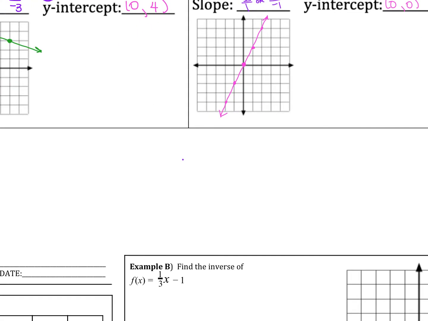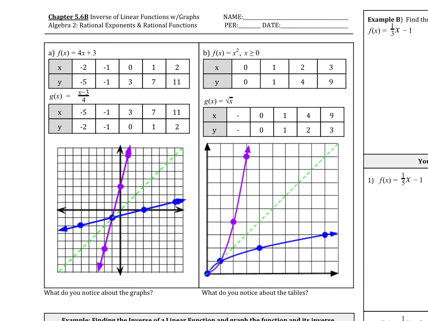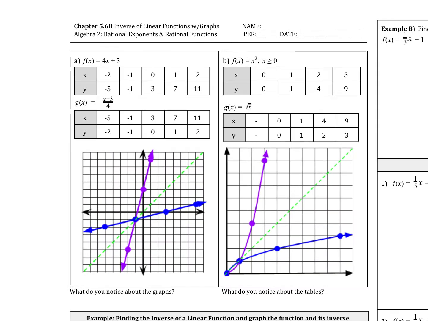Now let's talk a little bit about inverses and how they're related with their table and graphically. On the left side, we have 4x plus 3 and x minus 3 over 4. There's something you can notice about the tables. We have negative 2, negative 1, 0, 1, and 2, and negative 5, negative 1, 3, 7, and 11. Notice that for g of x, our x values are the y values for our f of x. And then the y values for f of x are now our x values for our g of x. So what happens in both of these is that the x's and the y's are switched.